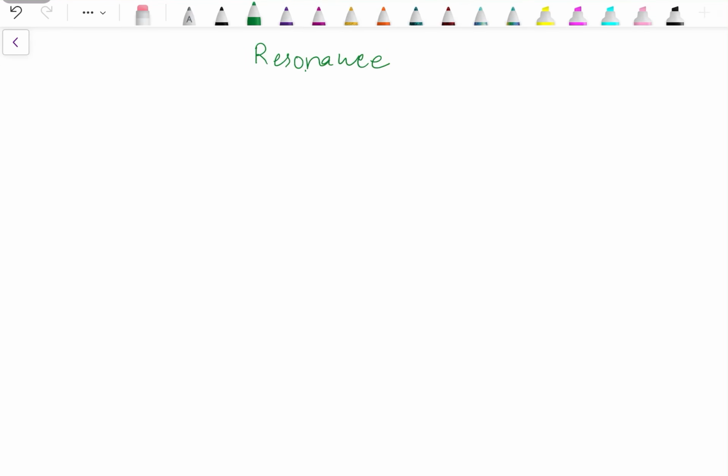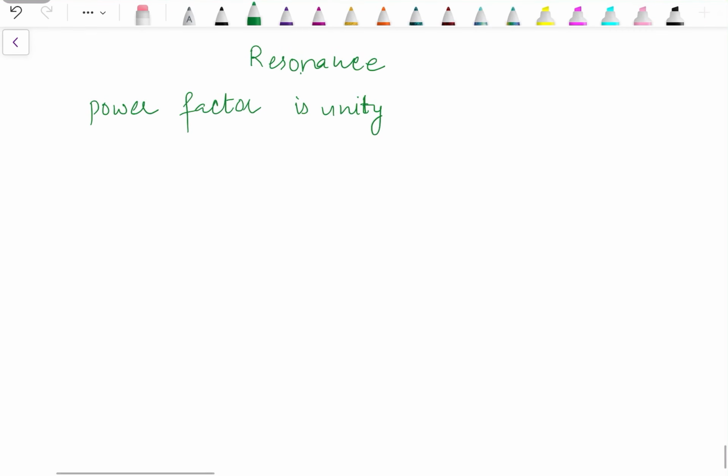So resonance is an important condition in case of electrical applications as well as in the field of telecommunication. We can say a circuit is in resonance when the voltage across a circuit is in same phase with the current through the circuit. So when voltage and current are in same phase, it means power factor is unity. That is the basic condition for resonance, irrespective of whether it's a series circuit or a parallel circuit.